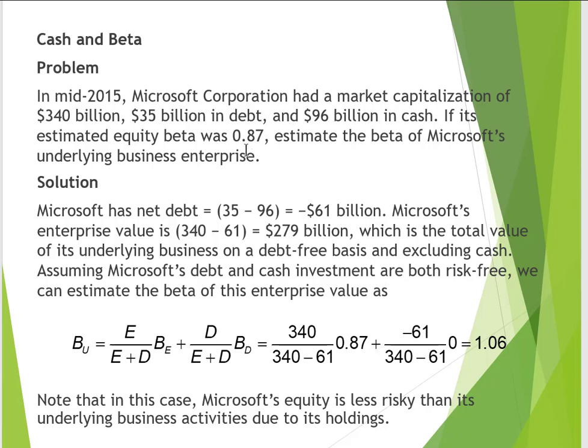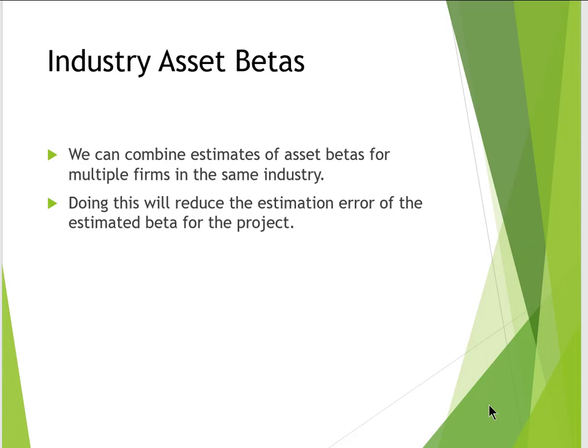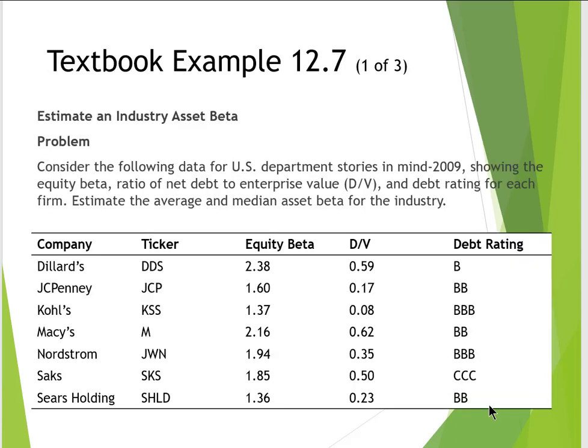Obviously, this is different, right? Their current equity beta is 0.87. So this company, Microsoft, is less risky than its underlying business activities because of its holdings in cash. We can also talk about industry asset betas. This is a little bit more difficult to do. You have to identify the industry, first of all. With retail, you would think it's not all that difficult.